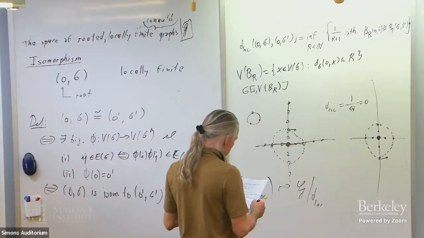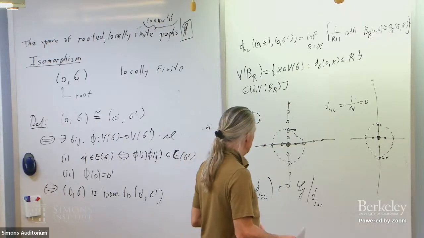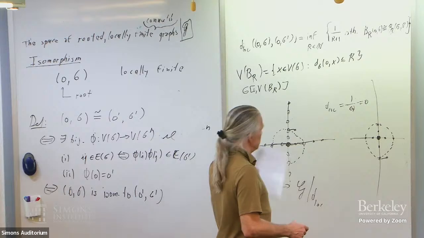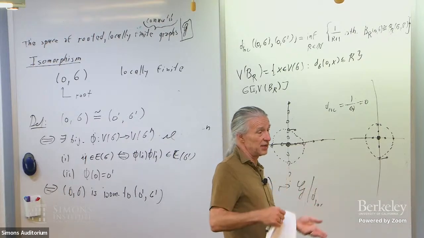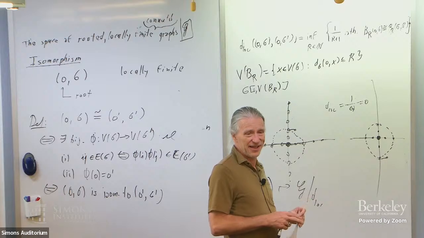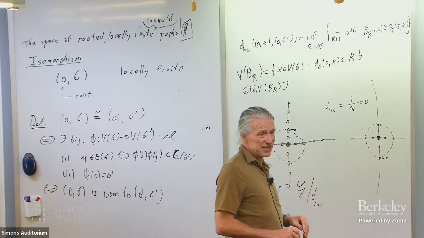Okay. So now we have a nice space, and it's very near to your intuition. We just want these local neighborhoods to converge for each R, and that is captured by this, except you have to look at isomorphisms.